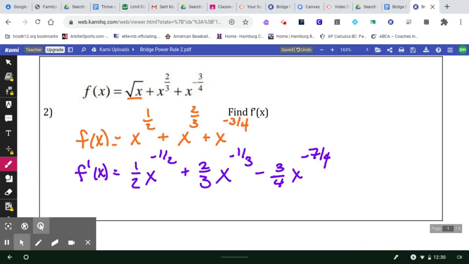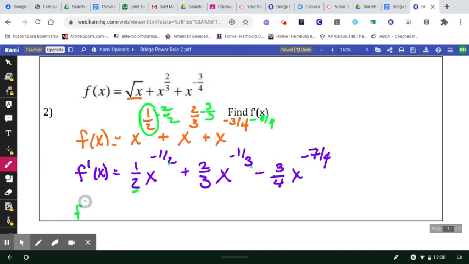All right, so again, this is a square root, so it just became x to the 1/2. I brought my 1/2 down, subtracted 2 over 2. That's how I got a negative 1/2. Brought my 2/3 down, subtracted 3 over 3, which got me a negative 1/3. Brought my negative 3/4 down and subtracted 4 over 4, which got me that negative 7/4. So really, all I have to do is clean it up.